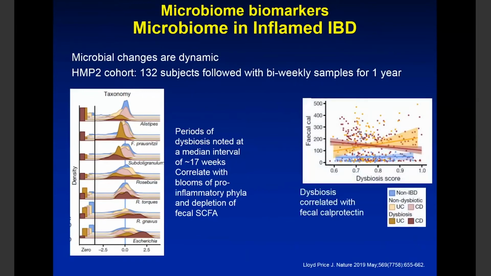In addition, what the investigators very nicely showed was that this increasing dysbiosis, which they mapped using a dysbiosis score, correlated with fecal calprotectin, such that a greater degree of dysbiosis, particularly in Crohn's disease, was associated with increasing fecal calprotectin values and vice versa.